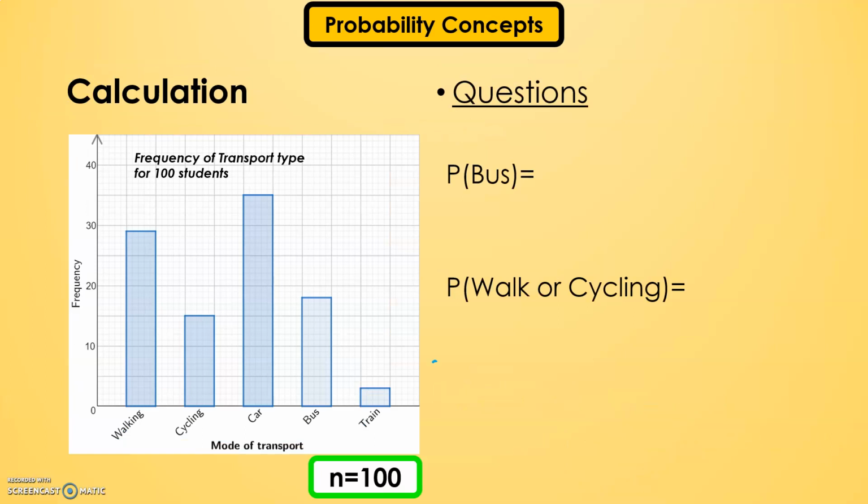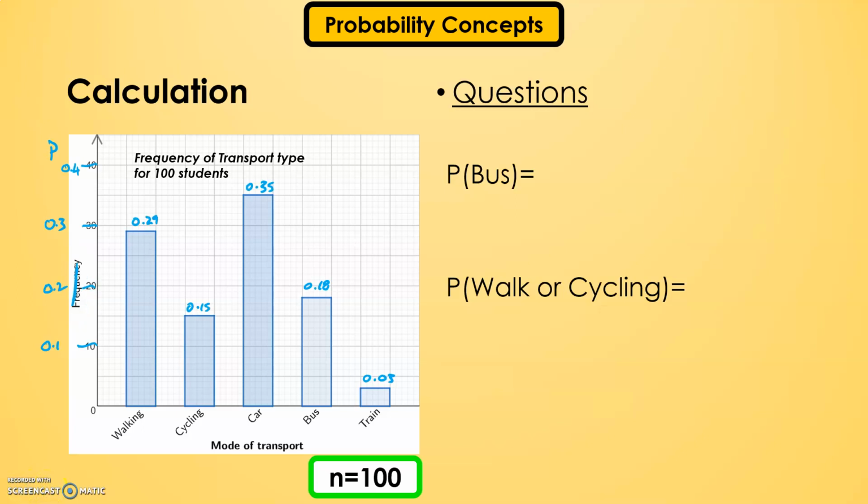Here's another example of a distribution, but this time rather than using probability, we're using frequency. This is the frequency of transport type for 100 students, so we know the total. So we could convert these frequencies into probabilities by just dividing by 100. This could be done at the start or at the end with the end calculation. So I'll show you from the start.